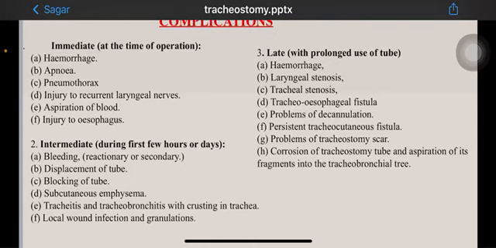emphysema, tracheitis and tracheobronchitis with crusting in trachea, local wound infection and granulations. Late: with prolonged use of the tube over a month or a week, hemorrhage, laryngeal stenosis, tracheal stenosis, tracheoesophageal fistula, problems of decannulation, persistent tracheocutaneous fistula, problems of tracheostomy scar, corrosion of tracheostomy tube and aspiration of its fragments into the tracheobronchial tree.